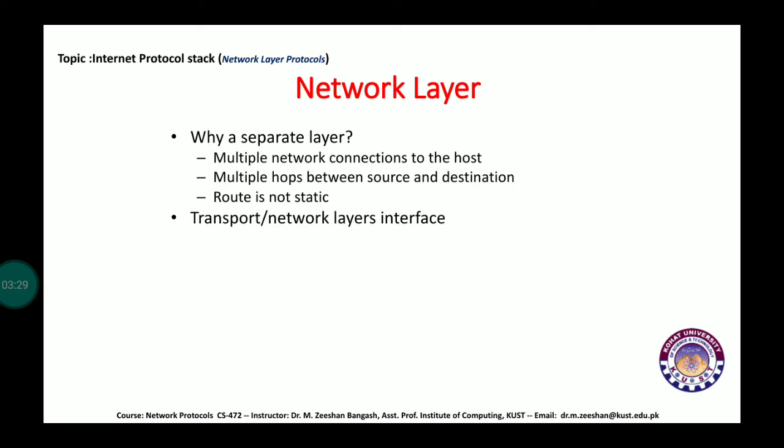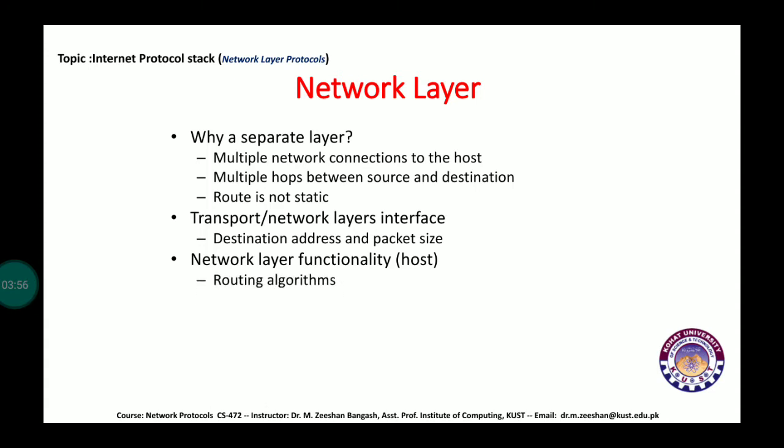Also, this layer is responsible for interfacing with the upper layer, which is the transport layer, which is responsible for segmentation of the data or the frames. So it also interfaces itself to the transport layer, where the destination addresses are packed.